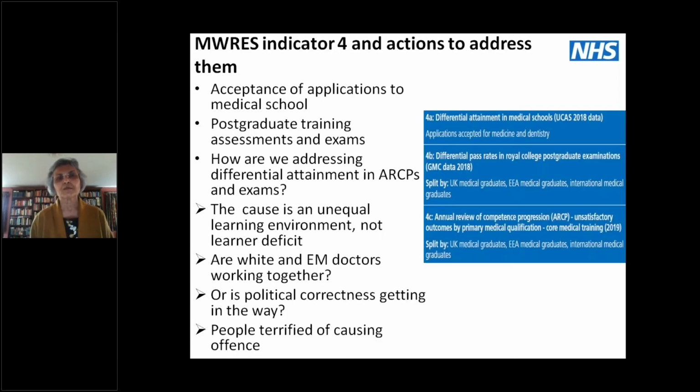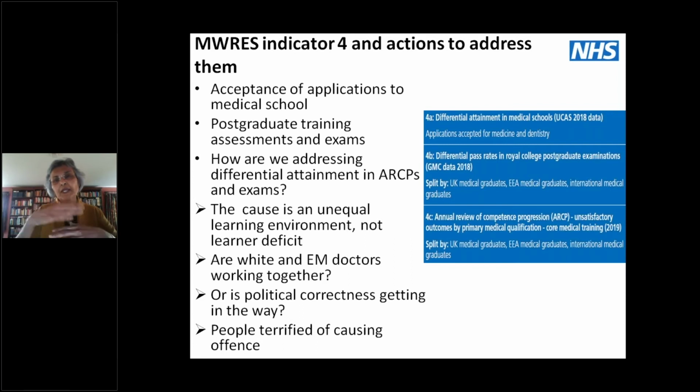Indicator 4 is entirely to do with differential attainment, starting with a difference in the acceptance of applications to medical school and then on to postgraduate training, assessments, and exams. So what are we collectively doing to look at the differential attainment in ARCPs and exams? As Chan pointed out, Kath Woolf's evidence gathering is showing very clearly that the cause is an unequal learning environment. It is not learner deficit. It's not as if Black and minority ethnic students and postgraduates and undergraduates have a learning deficit. It's the environment in which they are taught.